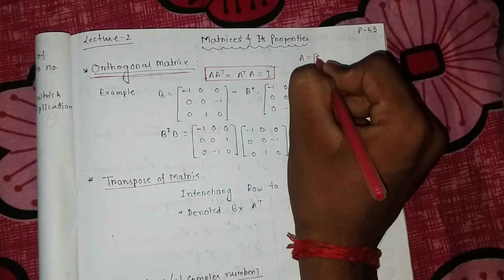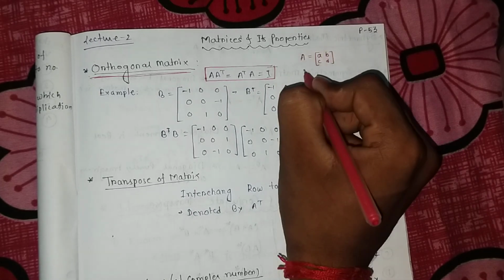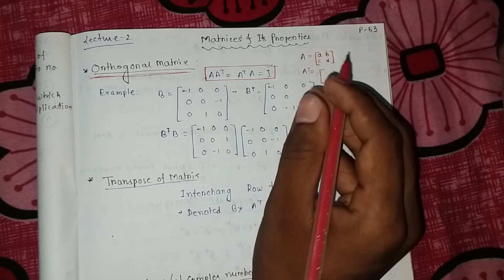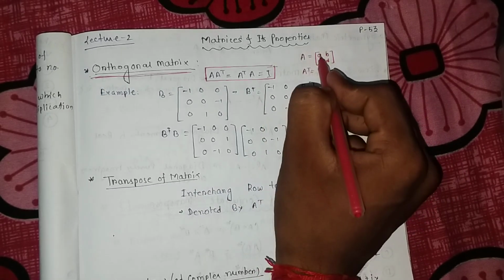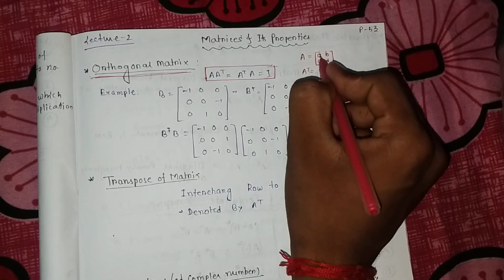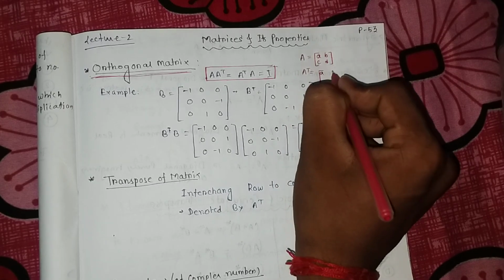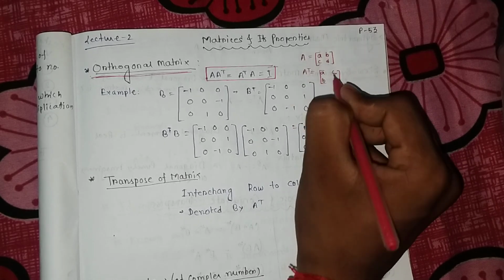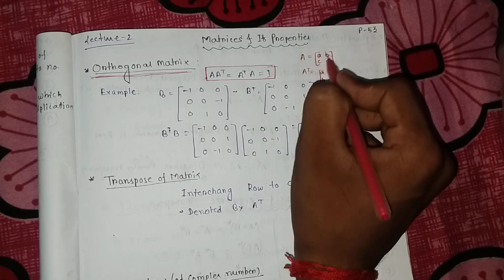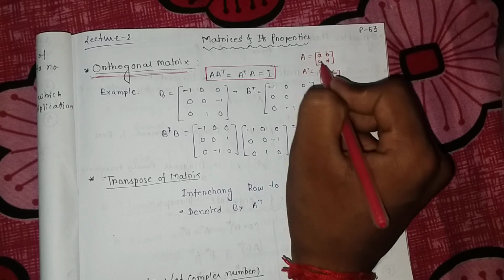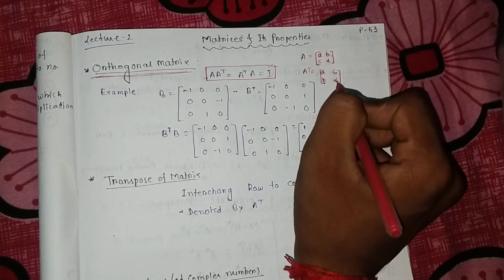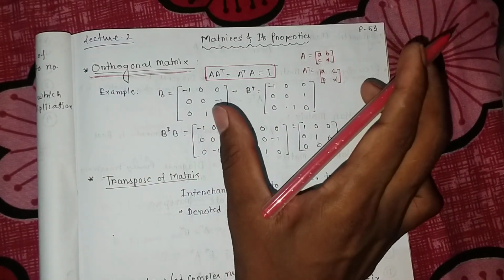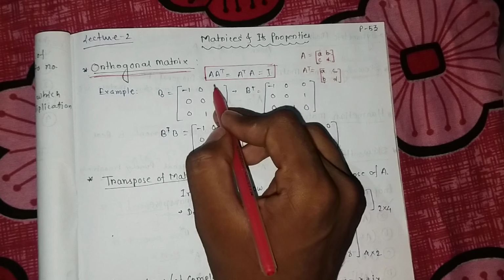If A is the matrix A, B, C, D, then the transpose of matrix A is written with rows and columns interchanged. This is AC in the first column, so write it in the first row, AC. This is in the second column, so write it in the second row, BD. Or you can say this is AB in the first row, write it in the first column, so this is AB. CD is in the second row, so write it in the second column, CD. That is actually the meaning of transpose.